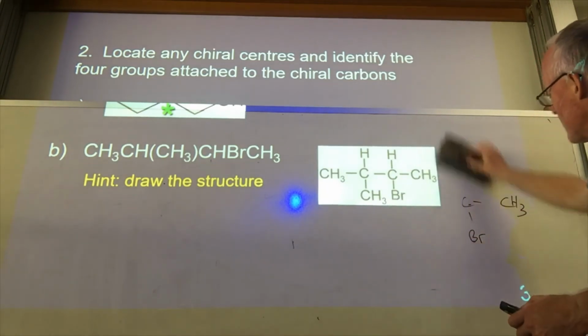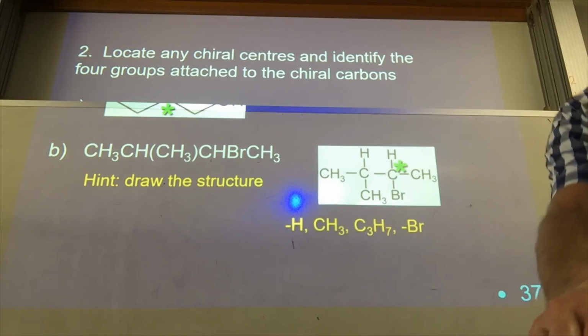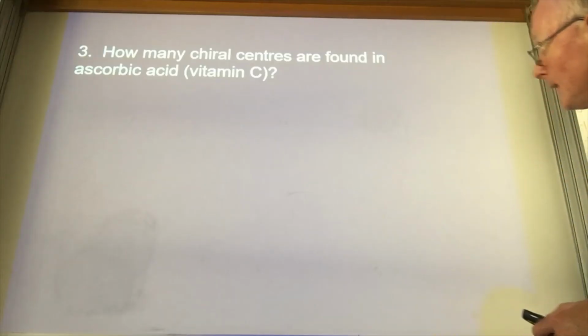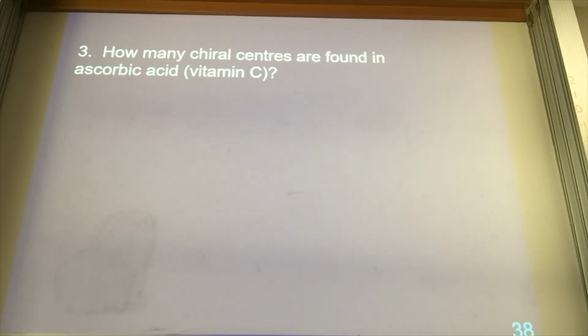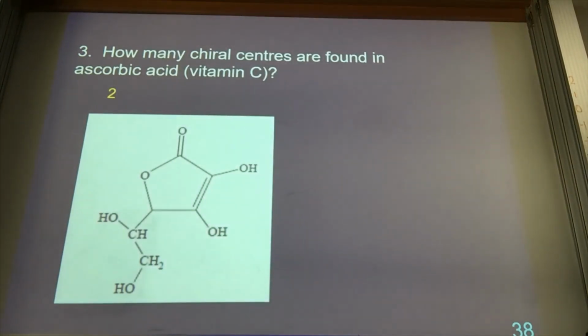And here's a nice neat version of it. And get ascorbic acid from your data book, of course. If ever you're given a question about an organic molecule you don't know, check your data book. And you'll find 2 chiral centres, hopefully.